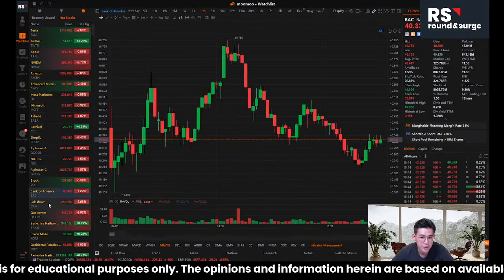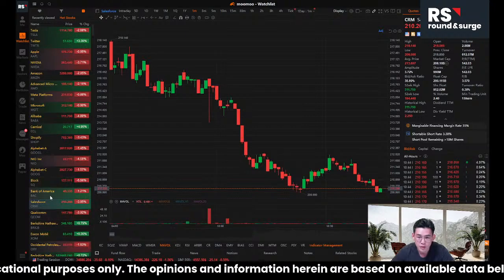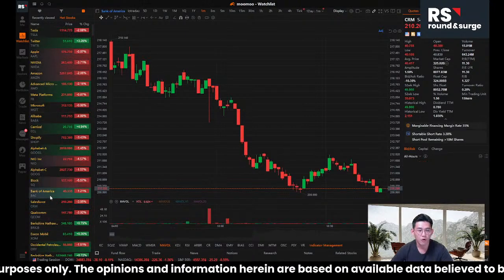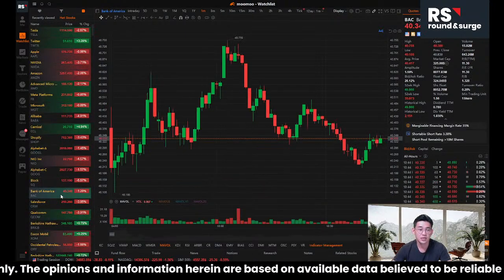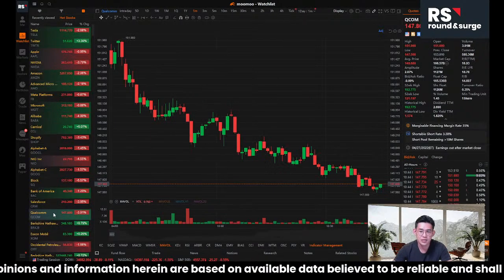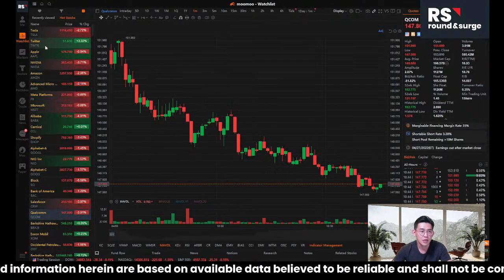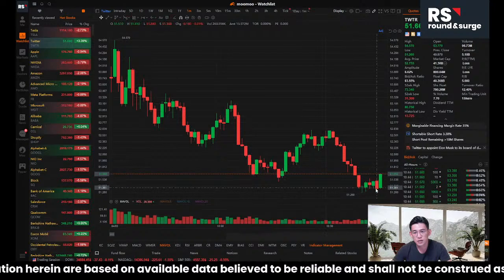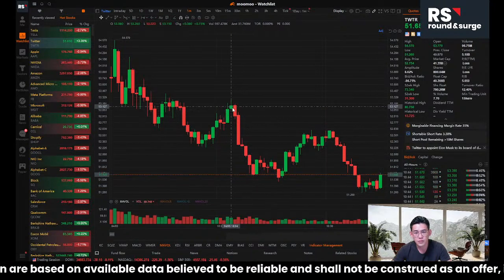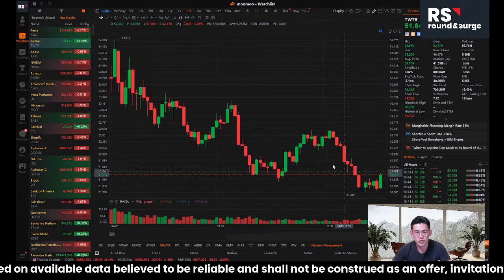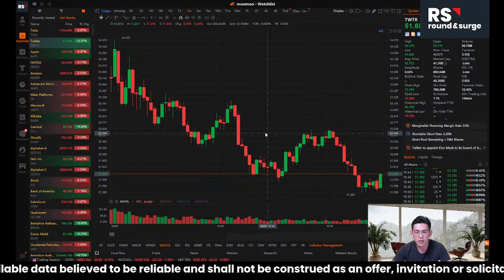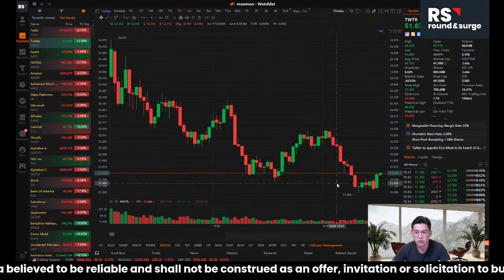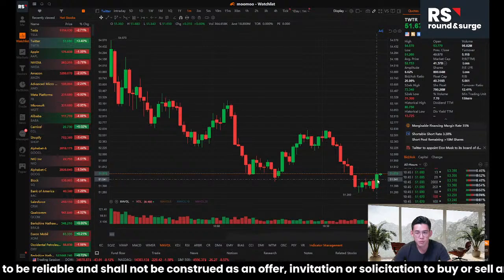Bank of America bouncing back up, sales. For trading, the most important thing is that you can't rush in. You can't just see one and say, oh, I want to rush in. Twitter-wise, the degree of the price drop is not as long as the previous one, so we might want to be a bit more careful.